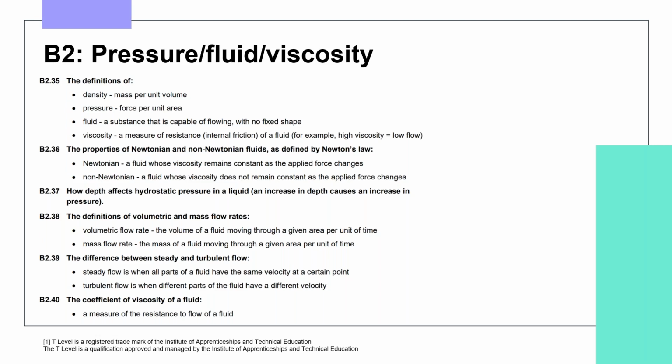And the final section, which again is only on the science T level, is the content related to pressure, fluids, and viscosity. Students should have an understanding of pressure and of density and the experiments related to density for regular and irregular solids. But again, most of the content on Newtonian and non-Newtonian fluids, flow rates, viscosity, etc. might be new to students.